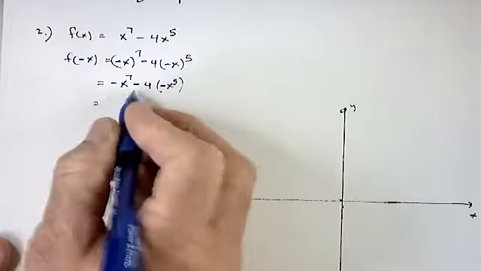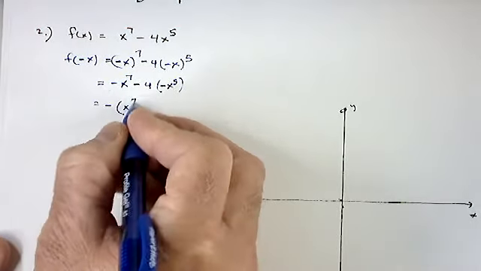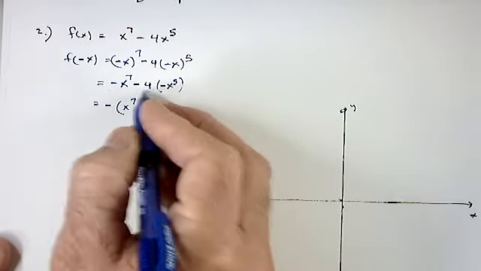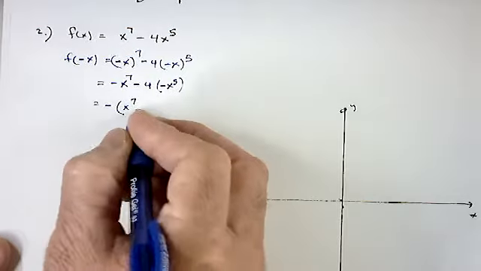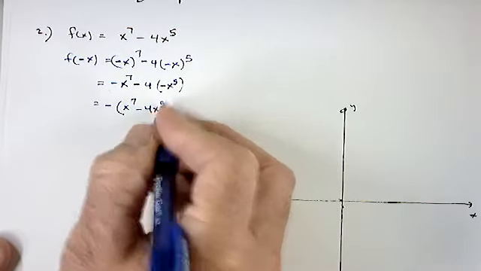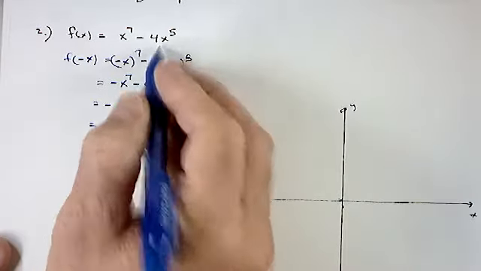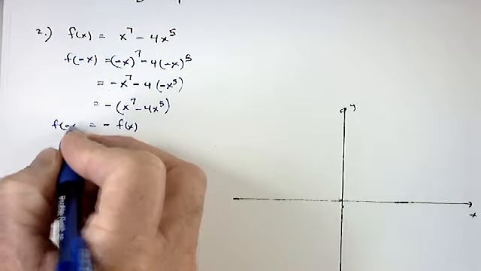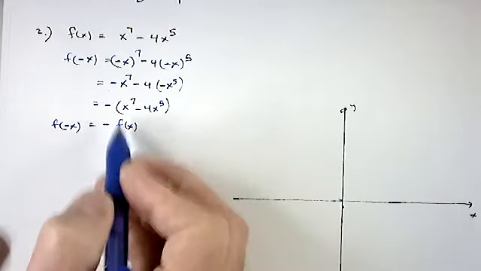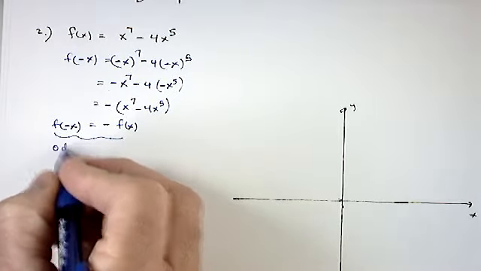But if I factor out the negative from both of those terms, I end up with x to the 7th. I'm going to take out whichever negative you want here, either one of these, but I'm still going to be left with a negative. And notice that is the exact opposite of what we started with. This is negative f of x. F of negative x gives you the opposite of f of positive x. So that is the criteria for this being an odd function.